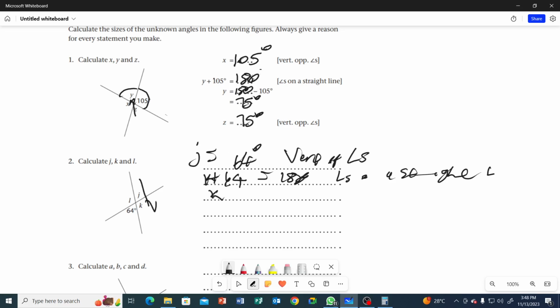Now if K is 116 degrees, what will be the size of angle L? Angle L equals K, which equals 116. Reason: vertically opposite angles.